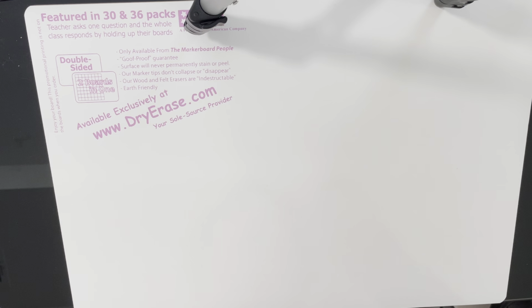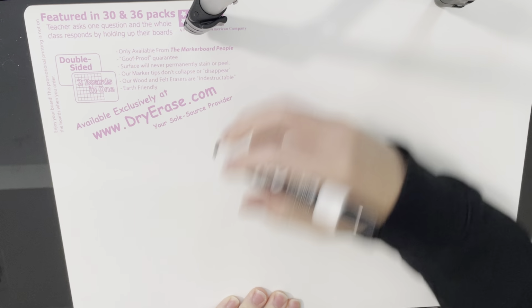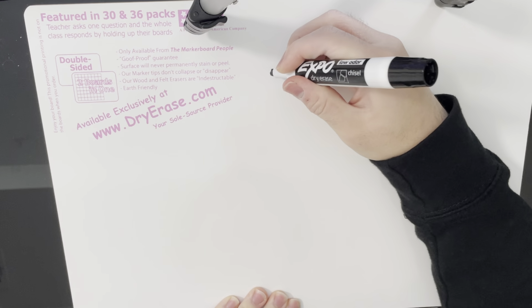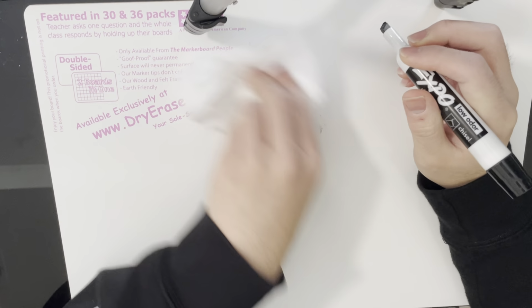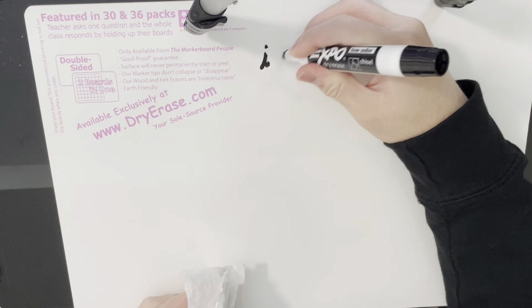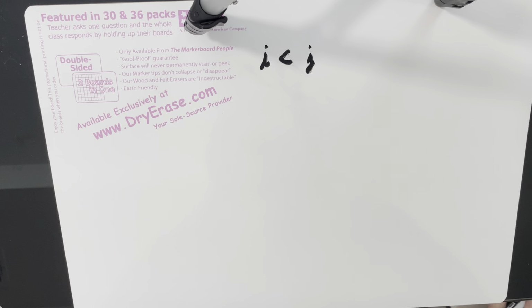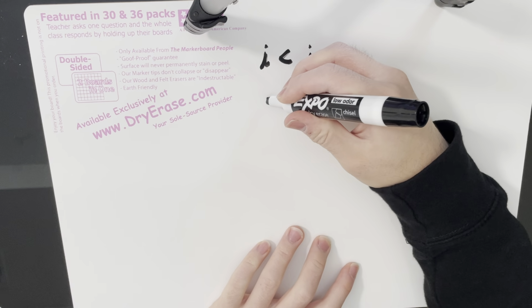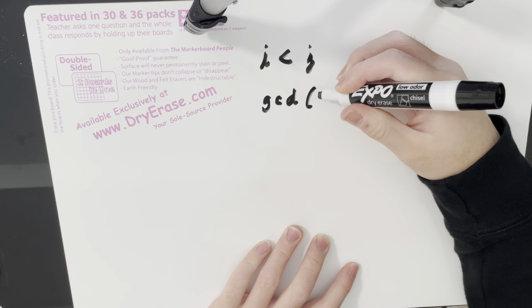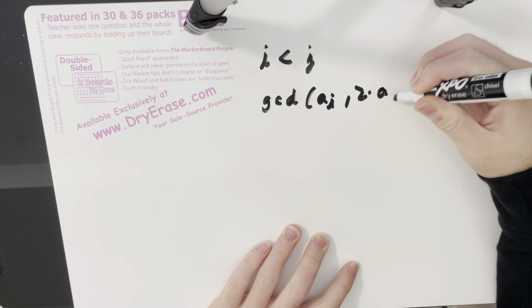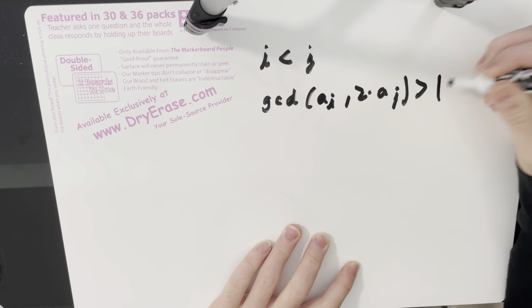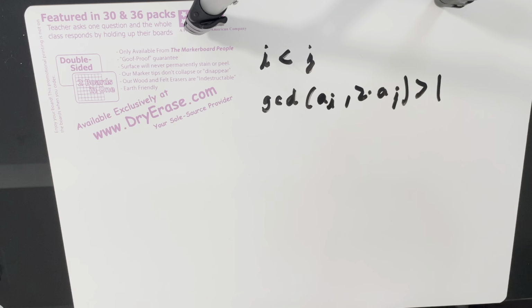So basically how this works is that I'll write the important condition over here. If I is strictly less than J, then we want to count how many pairs exist such that the GCD of A at I and 2 times A at J is strictly greater than 1. And we want to count how we can maximize the number of these pairs that exist.